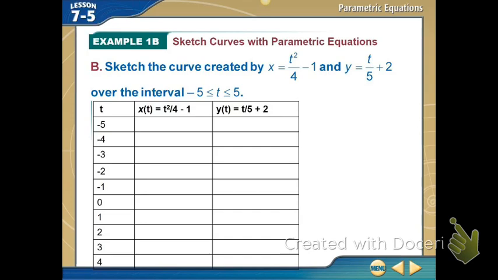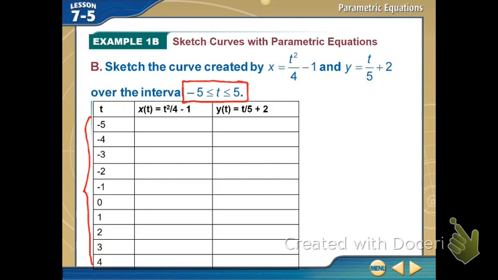All right, so let's look at example 1b. Sketch the curve created by, and again, it's giving me equations for x and equations for y. And it's asking me to do it over the interval from -5 to 5. So I've taken these values for t. I've plugged them in over here. And one at a time, I'm going to be plugging them in to solve for x and y.